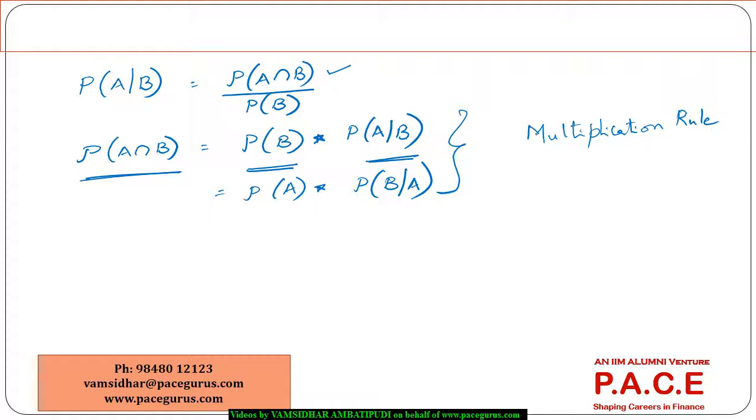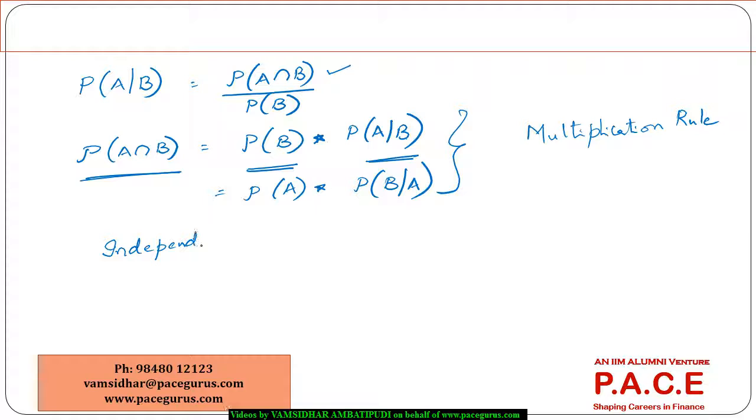Probability of joint occurrence of A and B is what we have computed: probability of A multiplied by probability of B given A, or probability of B multiplied by probability of A given B. Now, in this context, let me introduce you to the world of independent events.